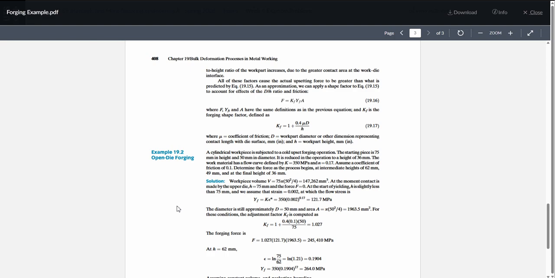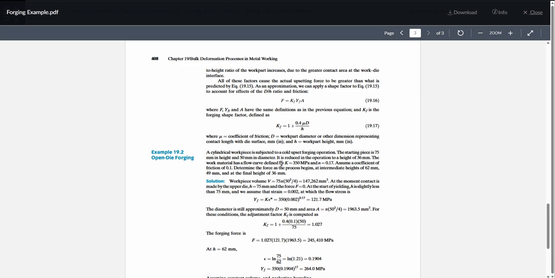The question you're going to have in the quiz is not going to be more than 1 or 2 steps maximum. So in this example, we have a cylindrical workpiece subjected to a cold upset forging operation. The starting piece has 75 millimeters in height. So this will be the initial height. And the diameter is 15 millimeters. It's going to be reduced in the operation to a length of 36 millimeters. So it's going to be compressed from 75 to 36.